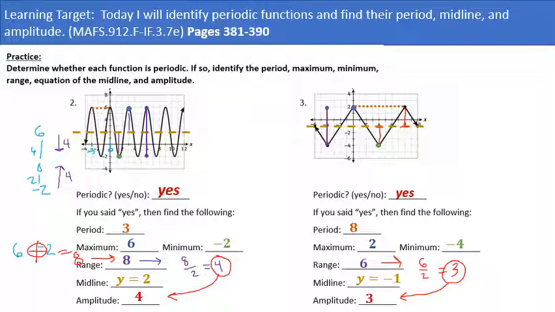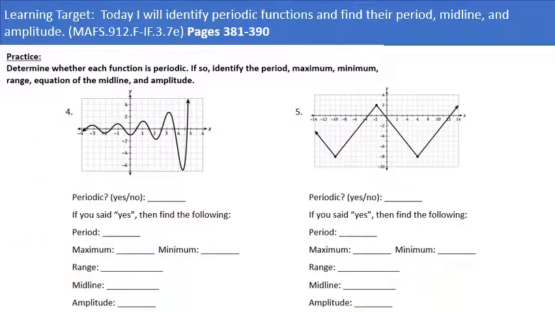Let's try number 4. 2 more, we're done. All right, you're going to love number 4. It's the best one ever. All right, periodic, yes or no? So first off, do our maximum values appear to be the same? Well, no. These maximum values tend to be getting higher. Are the minimum values the same? No, they're definitely getting lower. Guess what that means? This is not periodic.